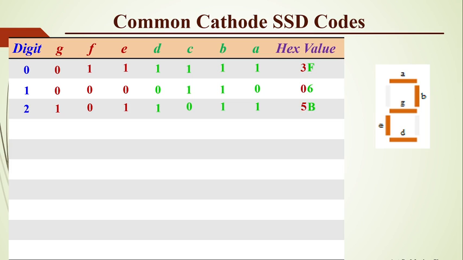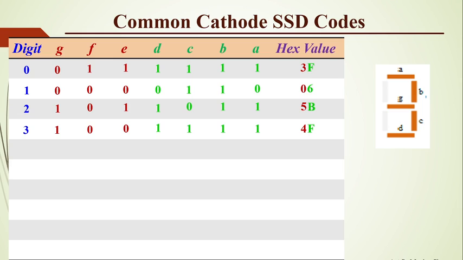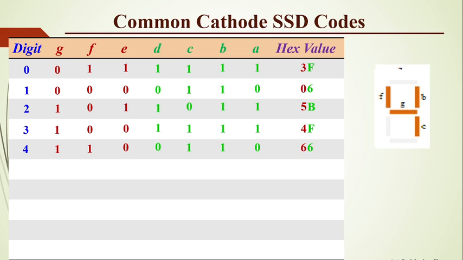So we get the value 5BH for 2. For 3, we get the value 4FH that will be used to display digit 3 on the SSD. For 4, we get the value 66H. Here we are making the particular inputs equal to 1 which we want to glow. To represent the digit 4, we are glowing the segments B, C, G and F by making them 1. So we get the value 66H.